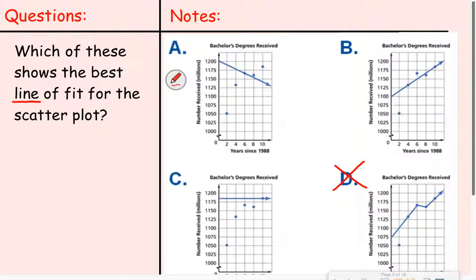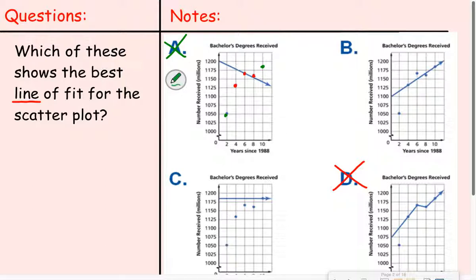If you look at A, it goes through one dot, and it's got a couple that are fairly close to the line, but then it's got two more that aren't close at all to the line. So I would say A is probably not our best line of fit. That line is going down, and it looks like our data is going up from left to right.